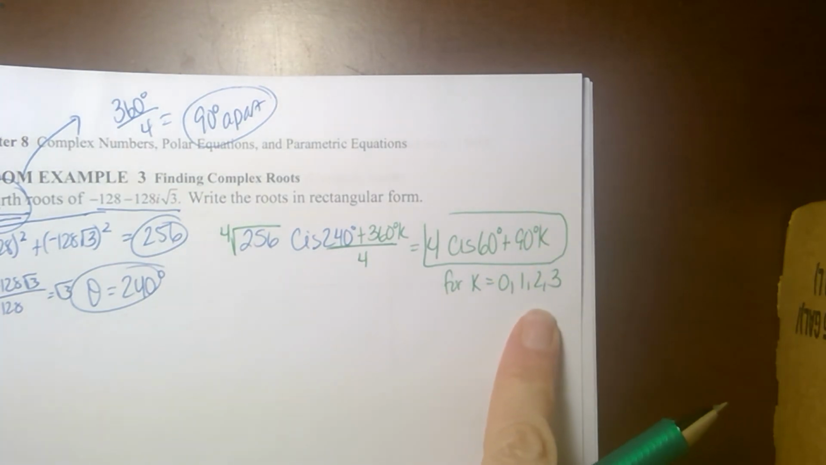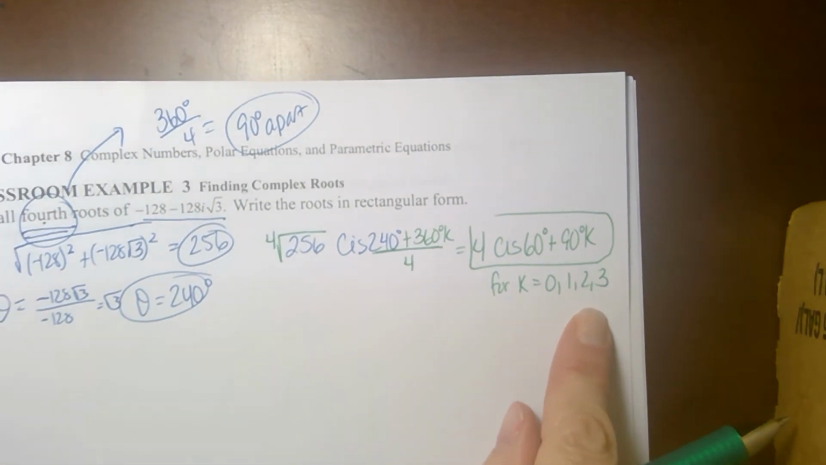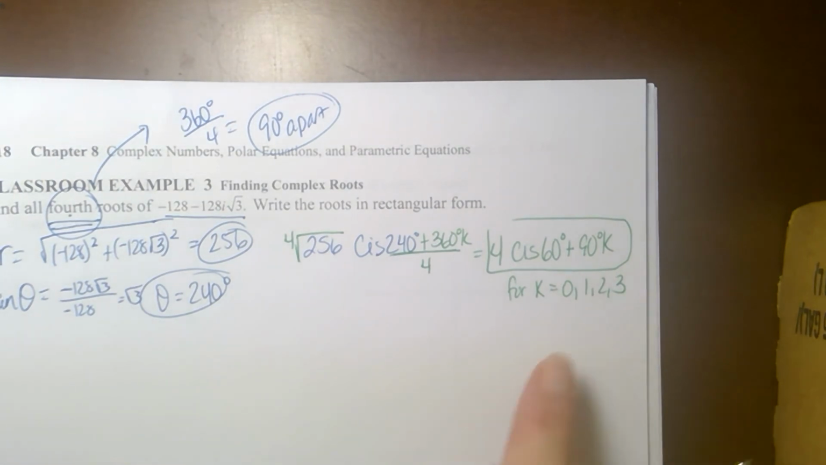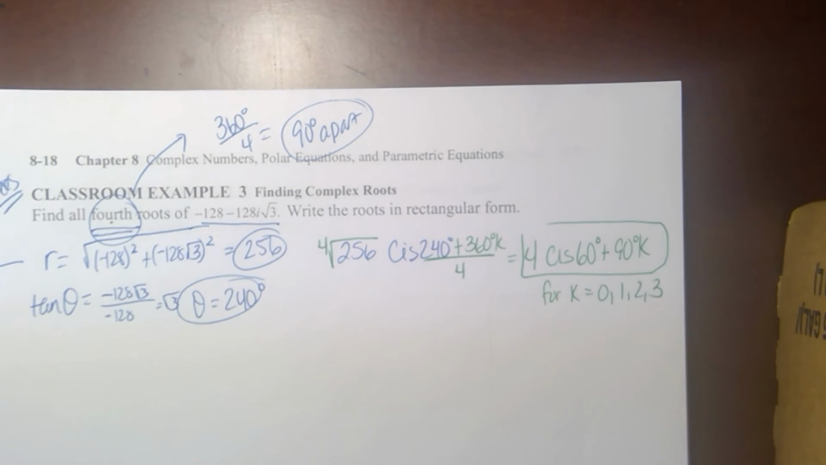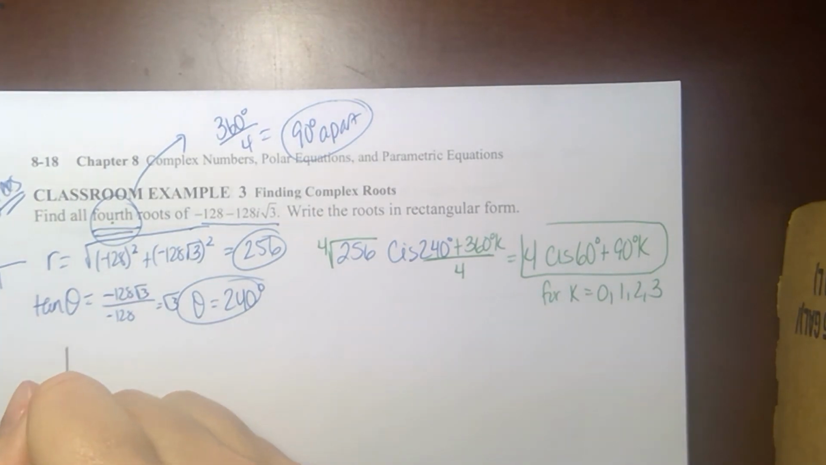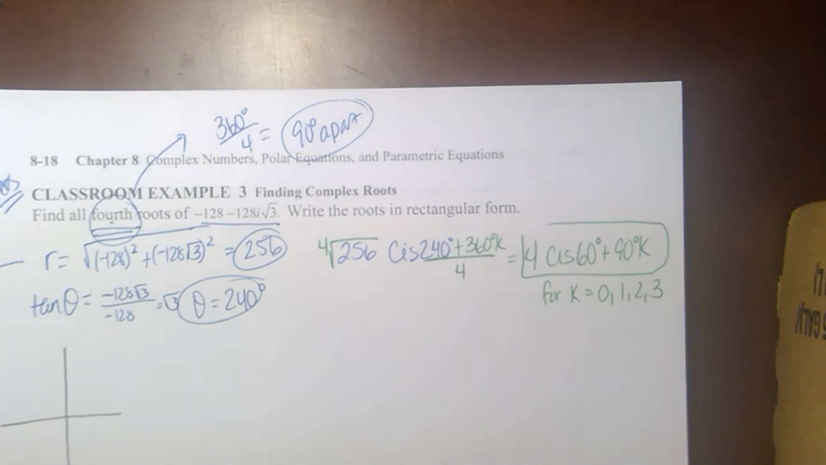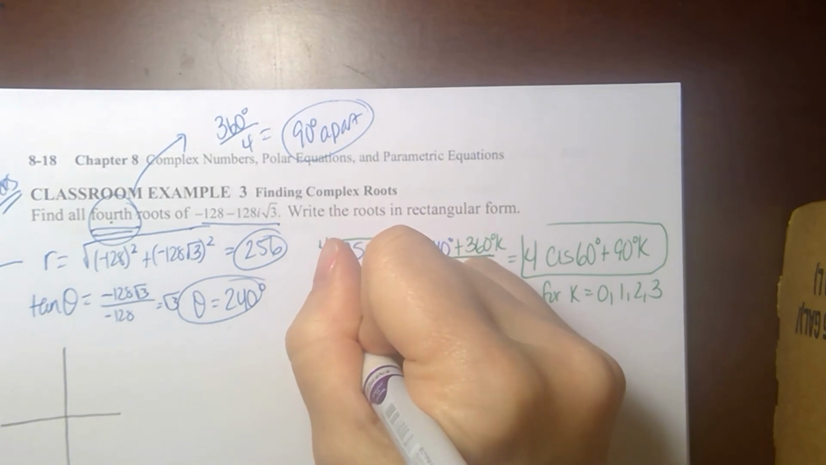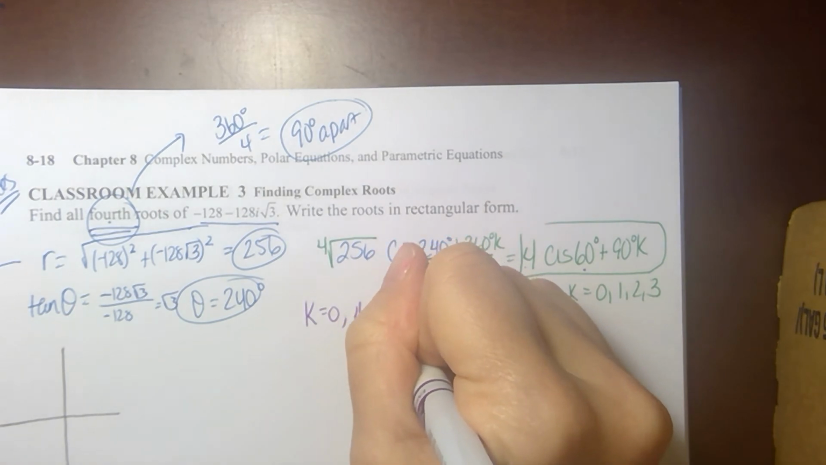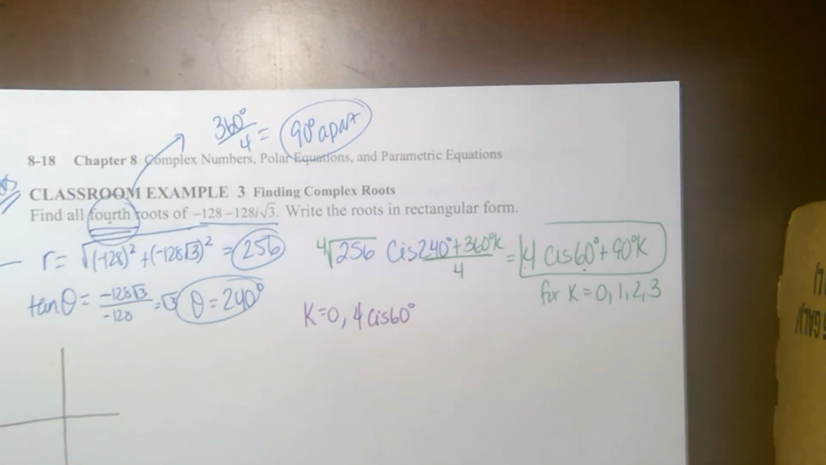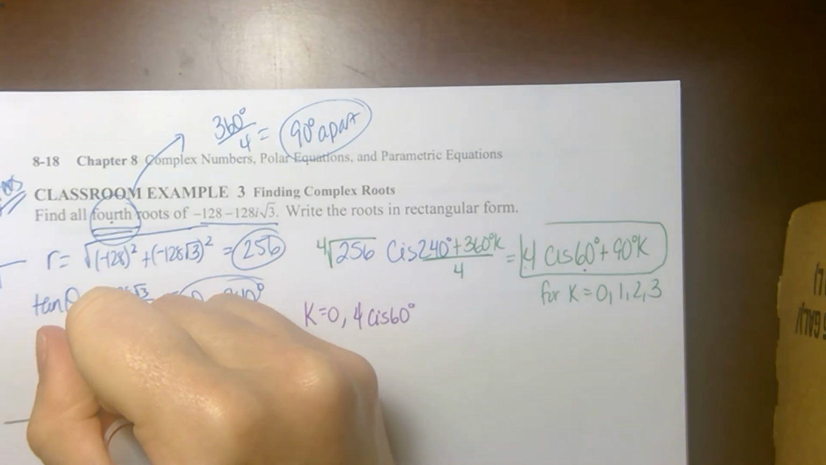How do I know where to stop? Well, how many roots do I need? In this case I need 4 because I'm finding the fourth roots. So 1, 2, 3, 4. All right, let's go through and find the trig form, and then I have to change that to rectangular form. At the same time, we are going to be graphing them over here. For k equals 0, we've got this first value, 4 CIS 60 degrees. So my first root is at 60 degrees, right there.